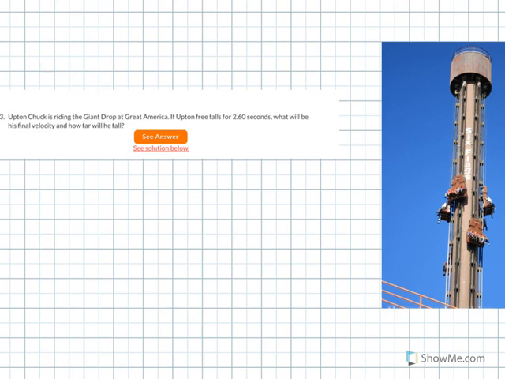Okay. So let's write down everything we know here. You're starting off at rest, so that means that your initial velocity is 0. You're in free fall near the surface of the Earth. That means your acceleration is about 10 meters per second squared downward. And you're free falling for 2.6 seconds. So that's time.